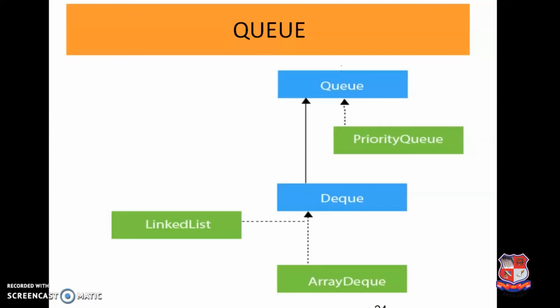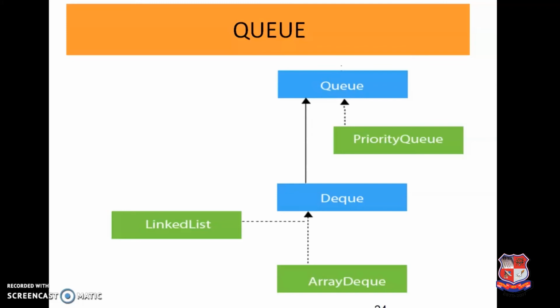So we have discussed various methods of the queue interface, but queue is an interface. It is not a concrete class which can be directly used for implementation. So if you want to use a ready-made class, then you can use either PriorityQueue, LinkedList, or ArrayDeque.